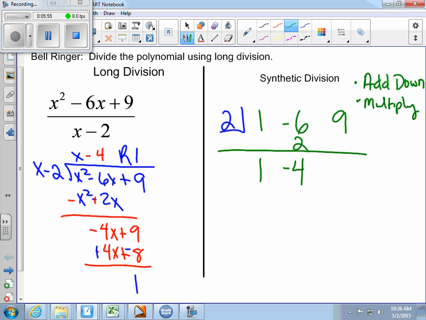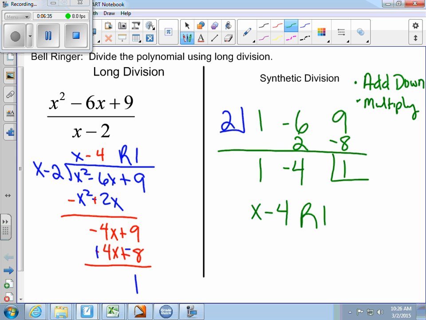And then we multiply the 2 times the -4. And then you add down. The last number, I'm going to put it in a box. Because what is that last number? The remainder. The last number always will be the remainder. What did the 1 and the -4 give us? The coefficients of the quotient. Now, since I'm dividing out an x, would you agree that this quotient would be 1 degree less than what I started with? Yeah. So this is x minus 4.